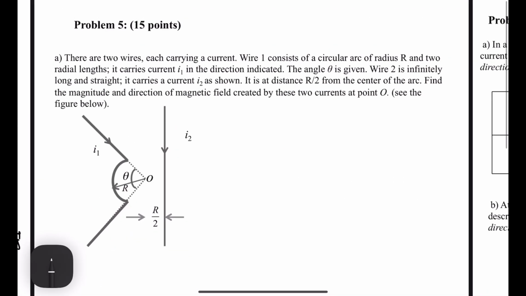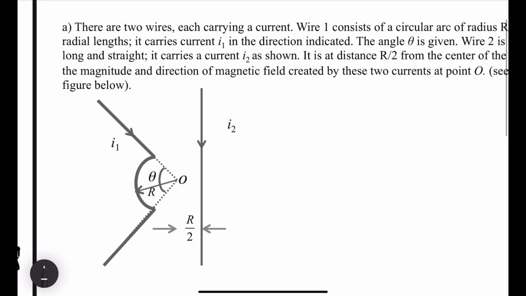Now for number 5, here we have 2 wires, each carrying a current, 2 different currents, I1 and I2. Wire 1 consists of a circular arc with radius r and 2 radial lengths. It carries a current I1, there's an angle, and wire 2 is an infinitely long and straight wire, which is a good indication that we're going to use Ampere's law. It has a distance r2 from the center of the arc, and it wants us to find the magnitude and direction of the magnetic field created by these 2 points.